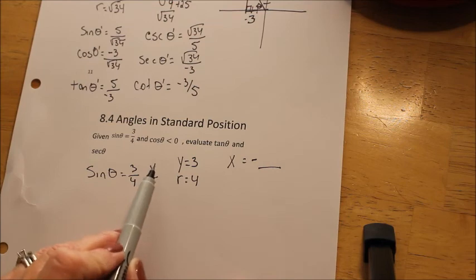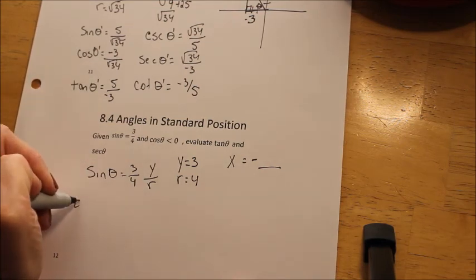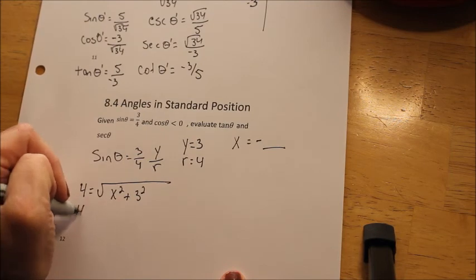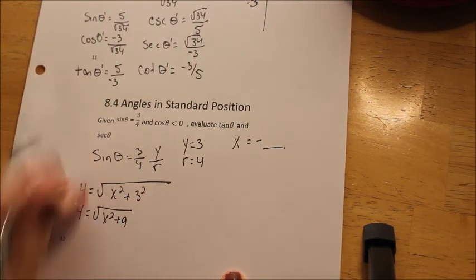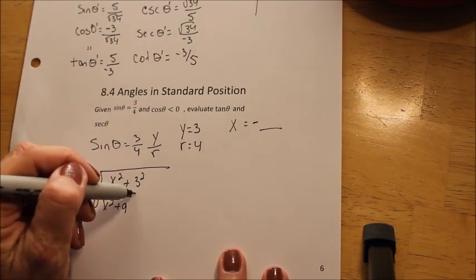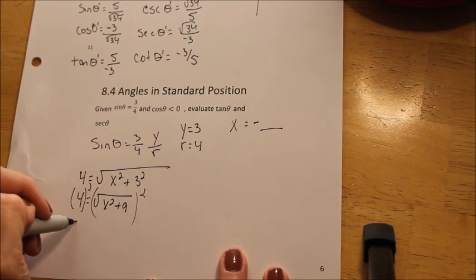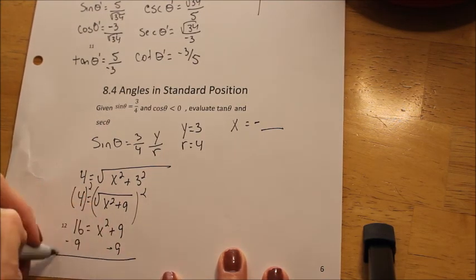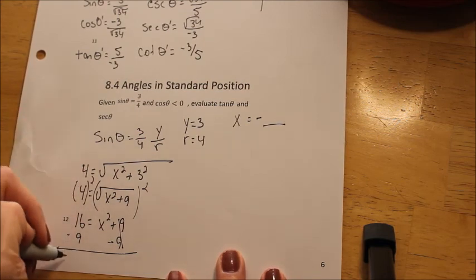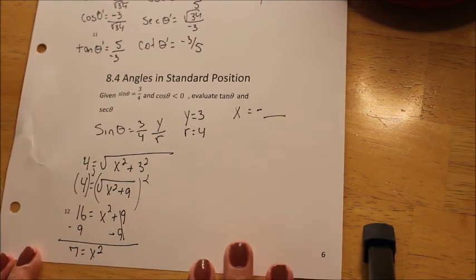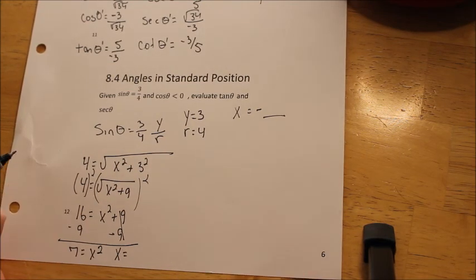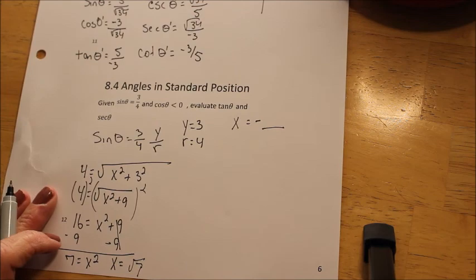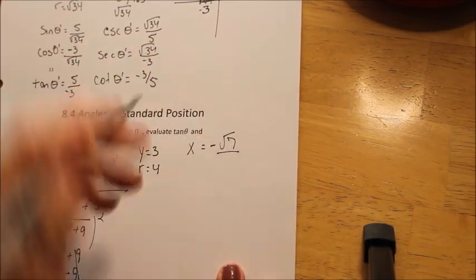All right, so let's go ahead and use this and figure out what x is. So we're going to say r is equal to the square root of x squared plus 3 squared. 4 is equal to the square root of x squared plus 9. So how do we solve that? We got to go back to our radical section. We're going to square both sides to get rid of the radical. And we get 16 equals x squared plus 9. Subtract 9 from both sides. Right? And 16 minus 9 is 7. That's x squared. So x is going to equal the square root of 7. Okay, now what did we say? Negative, right? So x is negative square root of 7.